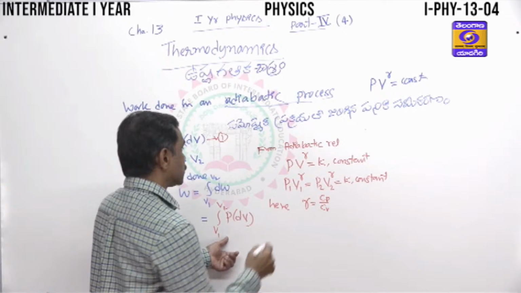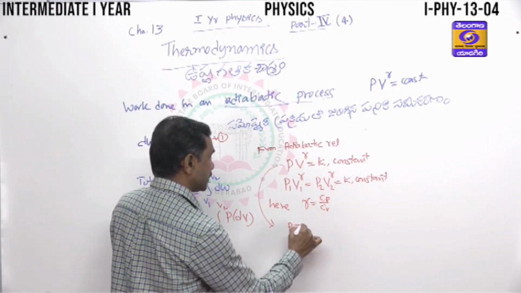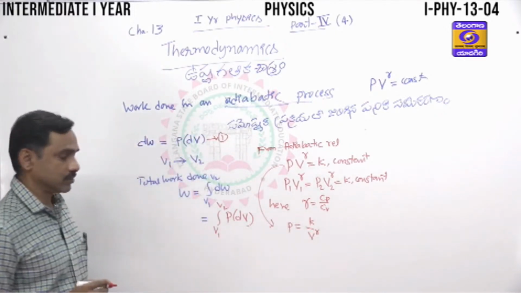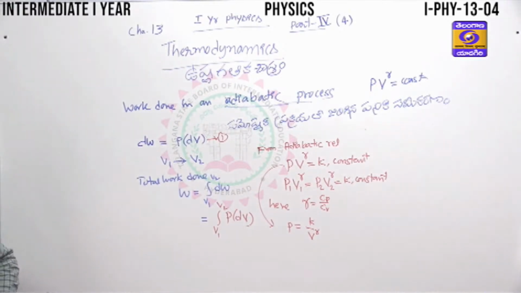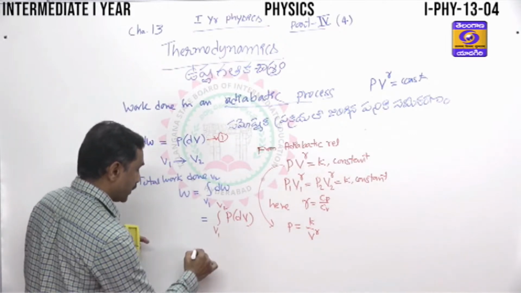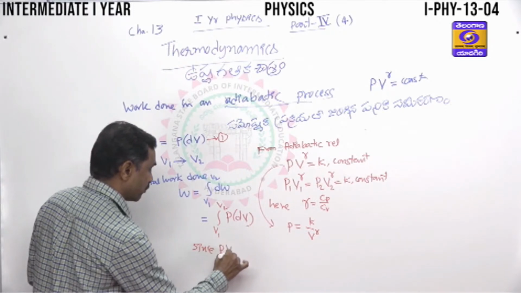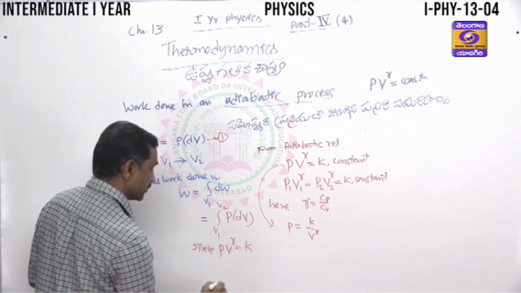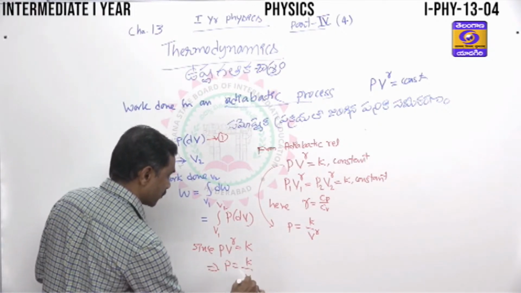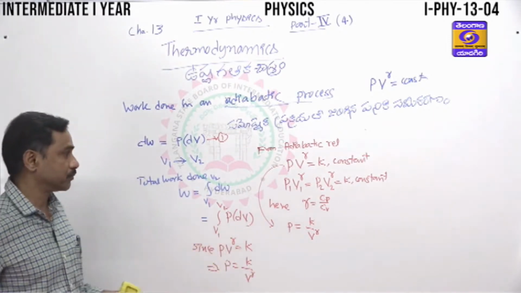So from this expression, adiabatic relation, P can be written as K divided by V power of gamma, isn't it? So now substitute and simplify further, so you'll get this expression. This is total work done. So here P is given by, since adiabatic relation PV power of gamma is equal to K, that implies P is equal to K divided by V power of gamma. Be careful, V is the volume here, gamma is the ratio of specific heats.